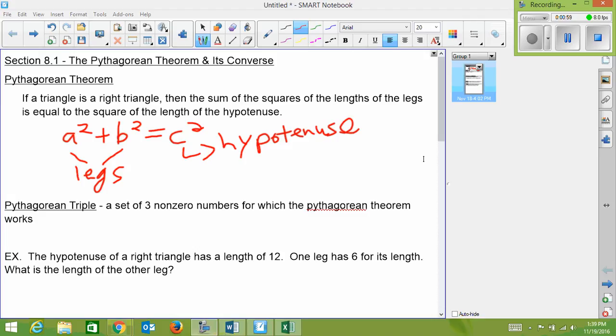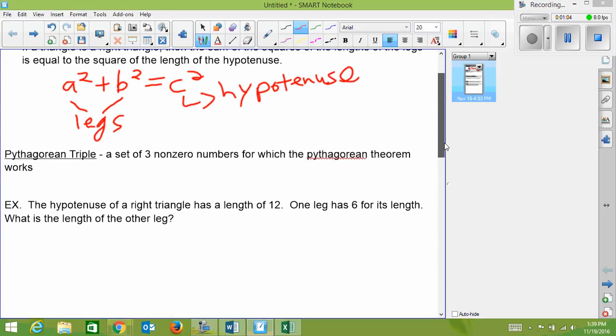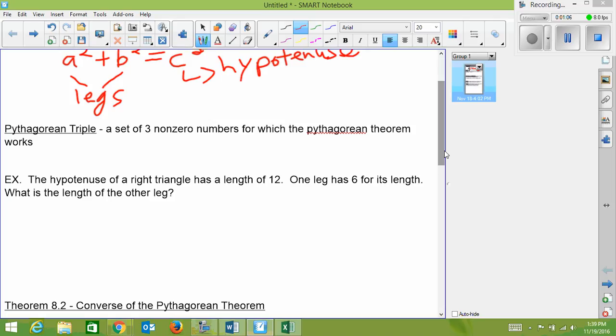My first example here: if the hypotenuse of a right triangle has a length of 12, and one leg has 6 for its length, what is the length of the other leg? I can just plug it into the Pythagorean theorem.